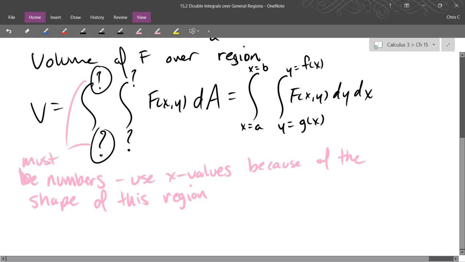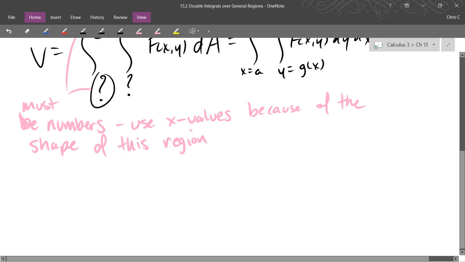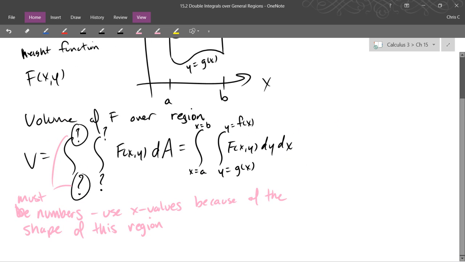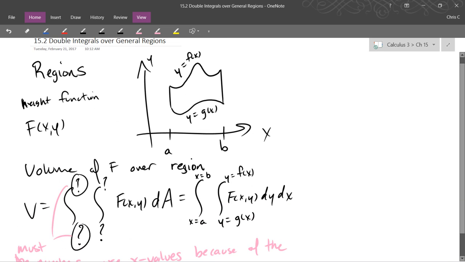So I have two examples. Let's do the second, actually three examples. Let's do the second case, the second type of region, that'll open up the other way. What's the main function that we're taking the antiderivative of? Big F, yeah. What is that? Some height function, some function of x and y. It just represents whatever height function.